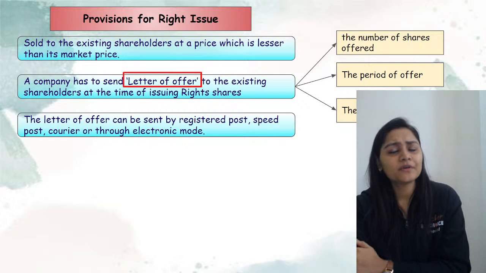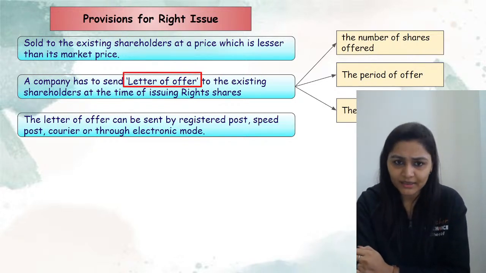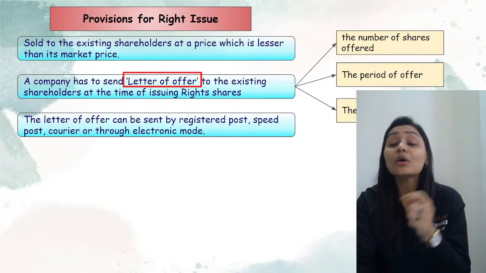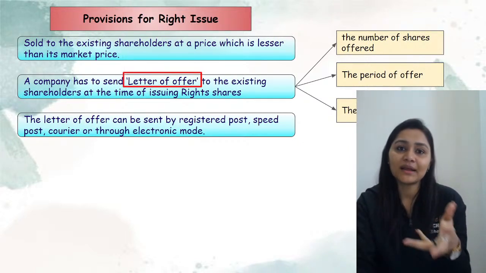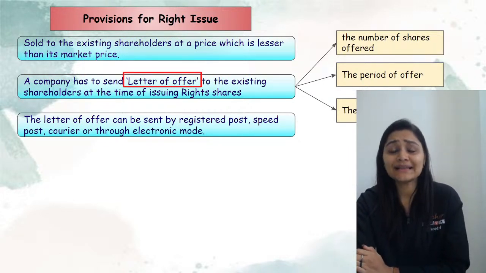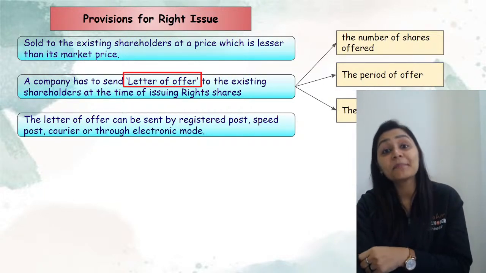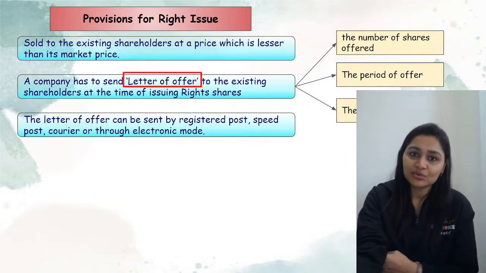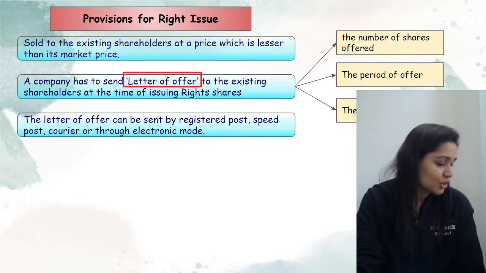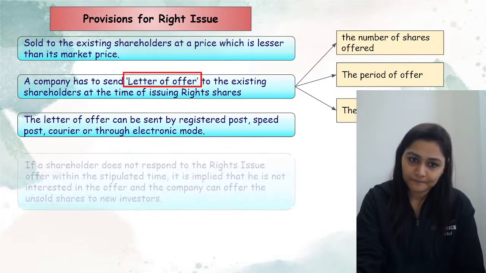The letter of offer is made available to the public by a registered post, speed post, courier, or by emails or maybe by any other electronic medium. So email हो सकता है, they can send it through the application only PDF file में. So these are the ways in which this letter of offer is made available to the public.